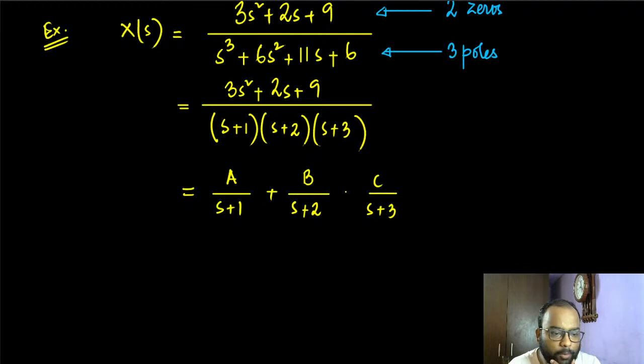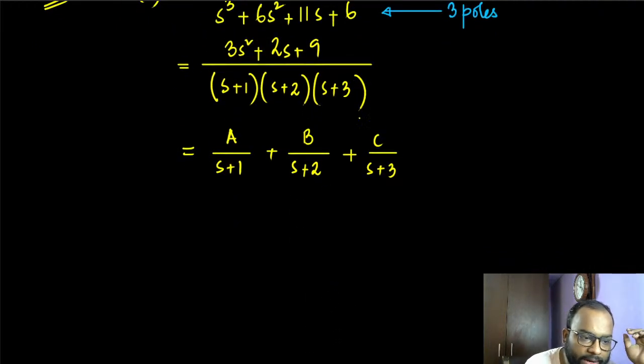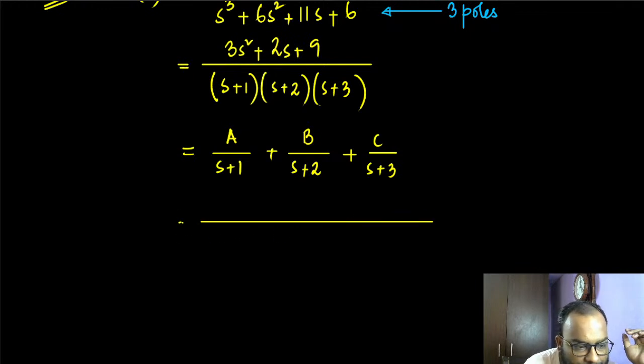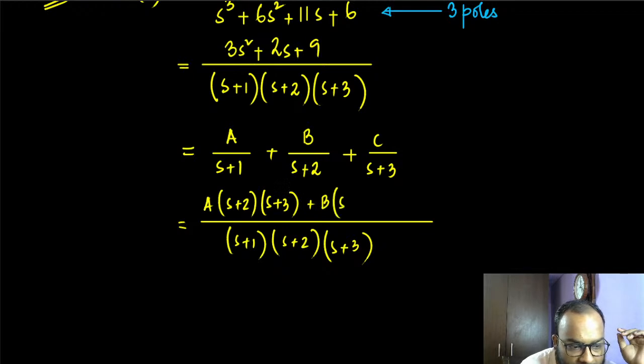Now, of course, there is a popular method called the Heaviside cover-up method. I'm not going to do that right now here. I'm going to just talk about the standard method that you already know, in which you solve this kind of problems. So what you do essentially for this kind of partial fraction expansion is: s plus 1 times s plus 2 times s plus 3 equals a times s plus 2 times s plus 3, plus b times s plus 1 times s plus 3, plus c times s plus 1 times s plus 2.